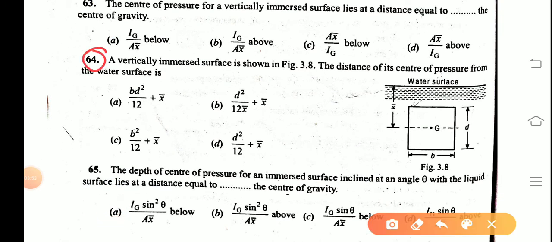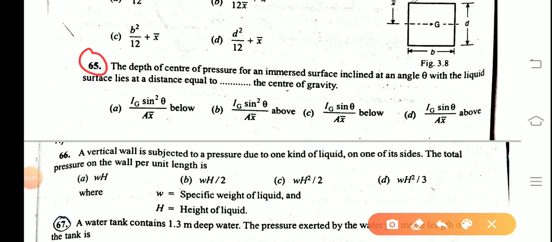Question number 64. A vertically immersed surface is shown in the figure. The distance of its center of pressure from the water surface is. Option B will be the correct answer. That means this is x bar, means we have to find the center of pressure. So the center of pressure will lie below the center of gravity. Suppose this will be the point. Okay, so this is x bar, and this is d square by 12 x bar. Okay, so the correct answer will be option B.